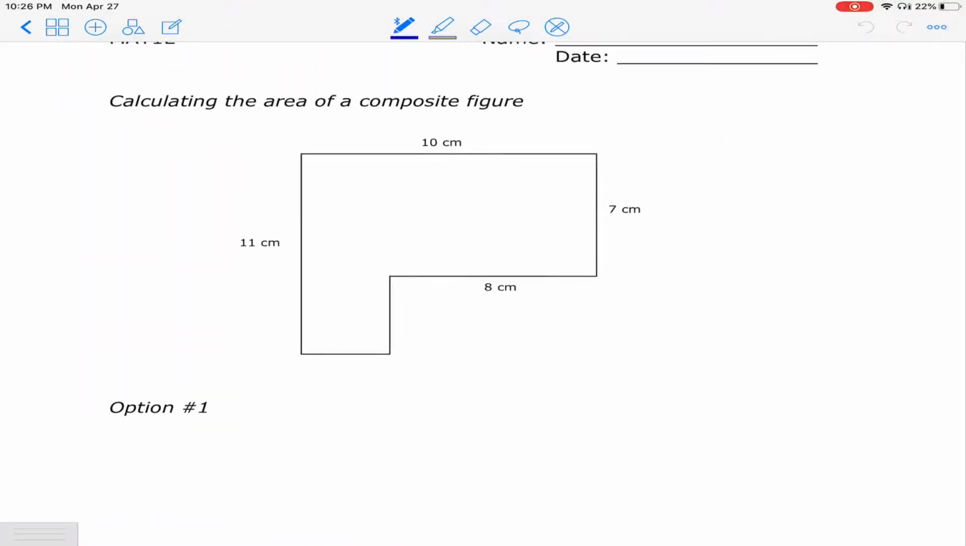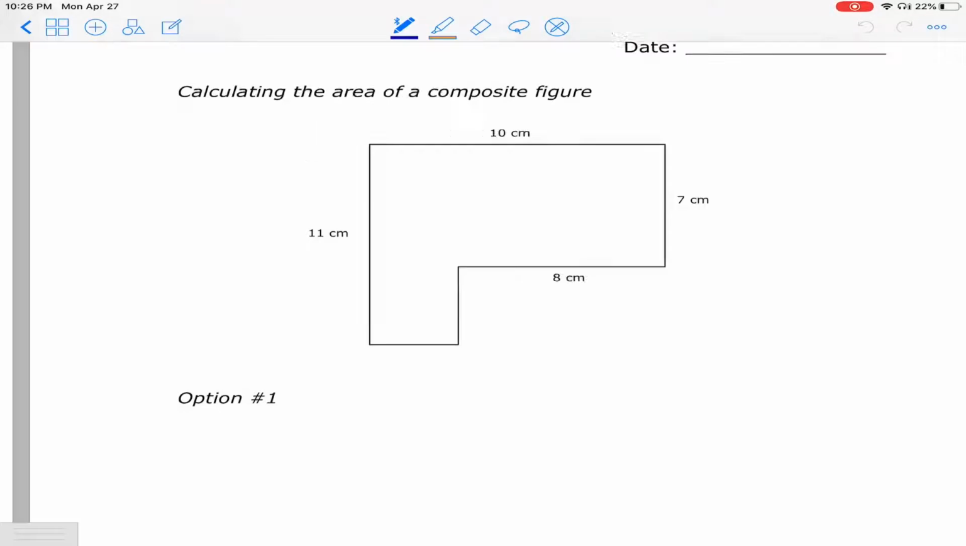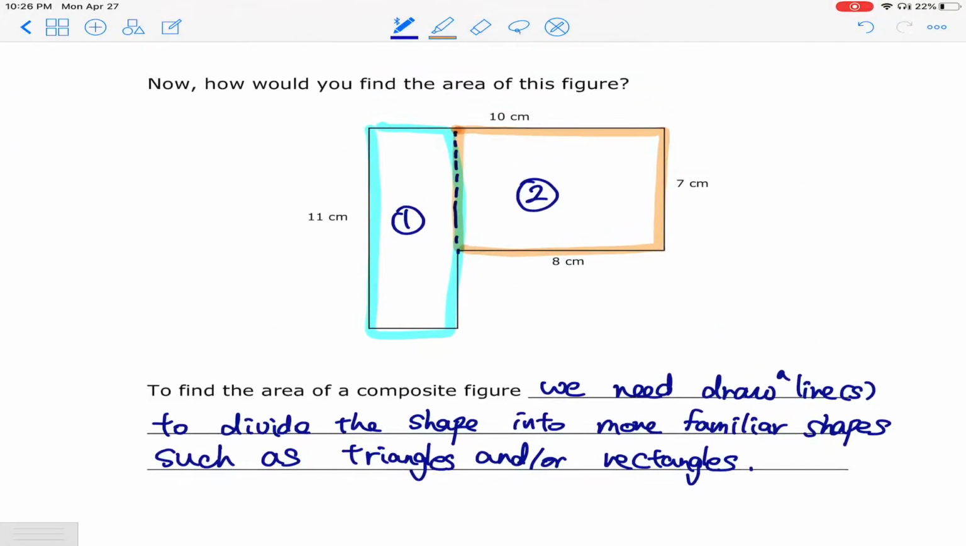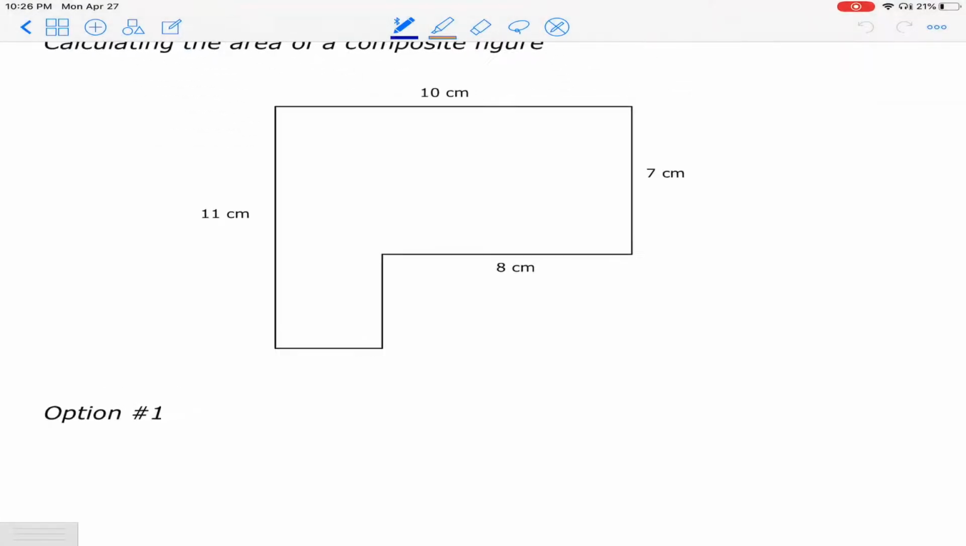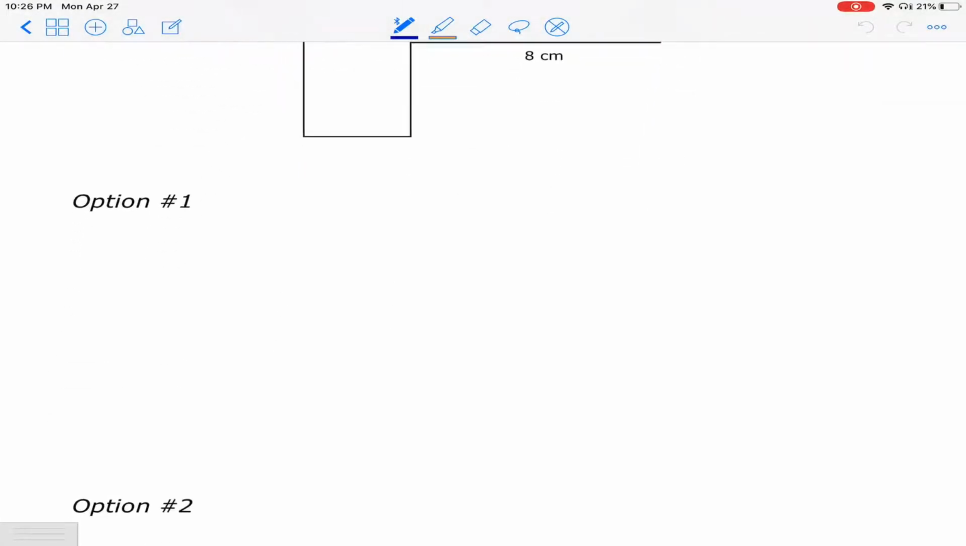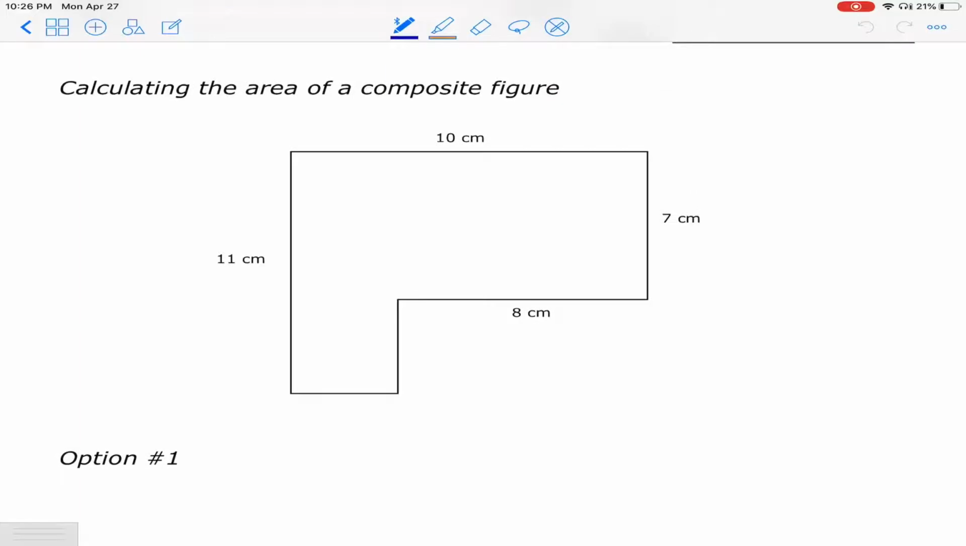So let's take a look at this one. If you take a look at it, I think it is pretty much the same thing, isn't it? 11, 10, 7, and 8. So it all depends on you. I put option 1 and option 2. So all you have to do is come up with a first option and the second option. The order doesn't really matter.